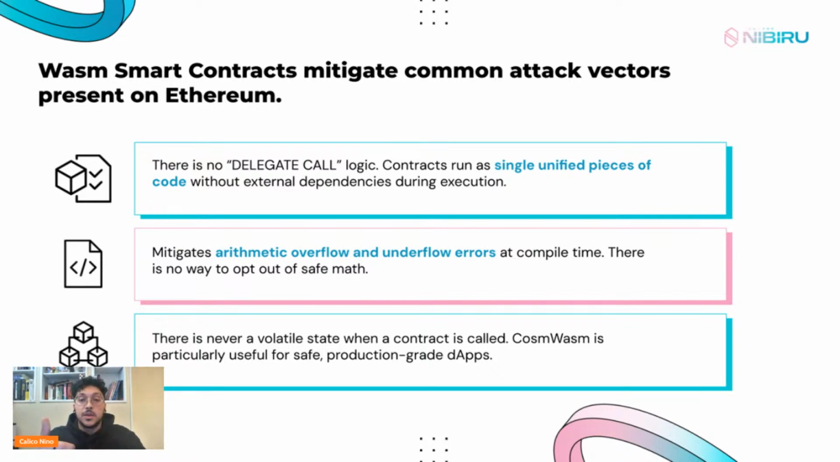It also mitigates arithmetic overflow and underflow errors at compile time. This means that developers are required to use safe math operations for any arithmetic calculations involving token transfers, balances, or other critical financial operations. There's never a volatile state when a contract is called. CosmWasm is particularly useful for safe, production-grade dApps. It's currently used in a lot of Nibiru chain applications, such as Nibiru Stargate, as well as our previous dexes, and more ecosystem products are using it.